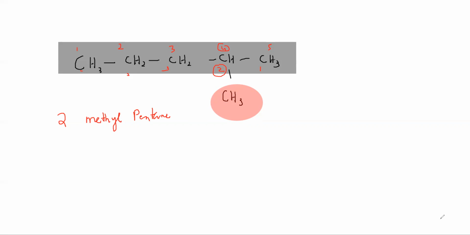Then cyclic alkanes. The cyclic alkane means there is no end. So if I have CH2, CH2, CH2, CH2. What is the rule? Because there is no end, I cannot say the longest chain or the smallest chain. So what is the rule to name them?